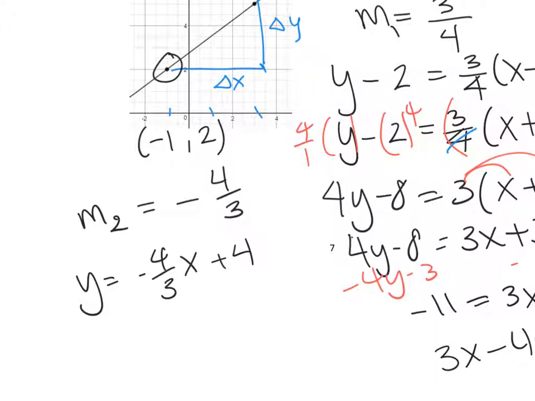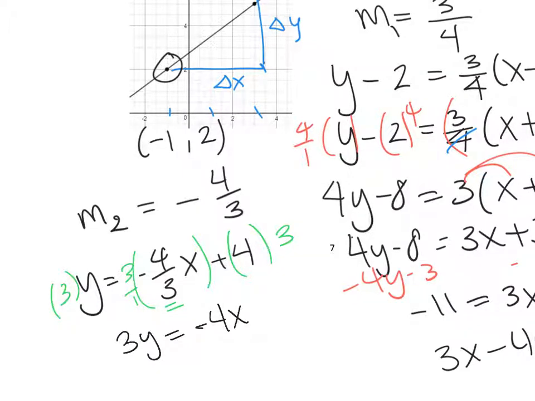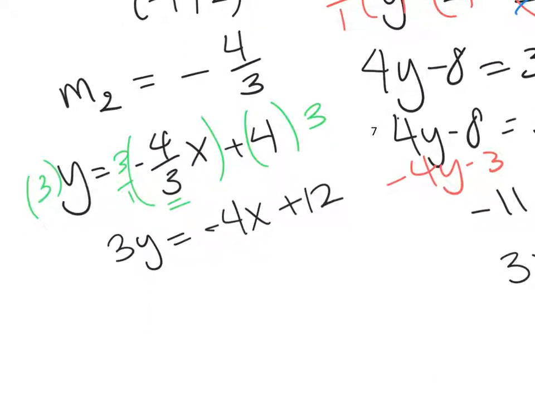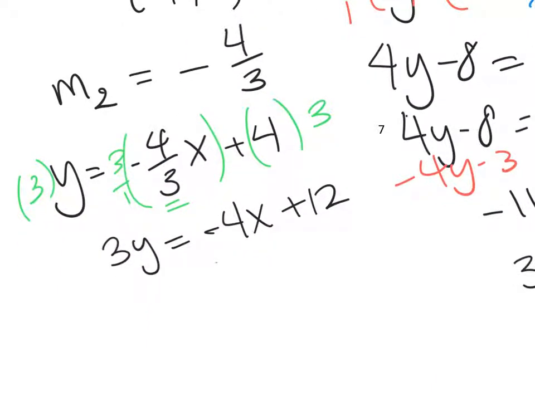If I needed to write this in standard form, then I would do like I did before. I need to clear this 3, so I'm going to go ahead and multiply each of my terms by 3 over 1, or just 3, on both sides of the equal sign. So I would end up with 3y is equal to -4x plus 12, and I would add 4x to both sides, and so my equation would be 4x plus 3y is equal to 12.